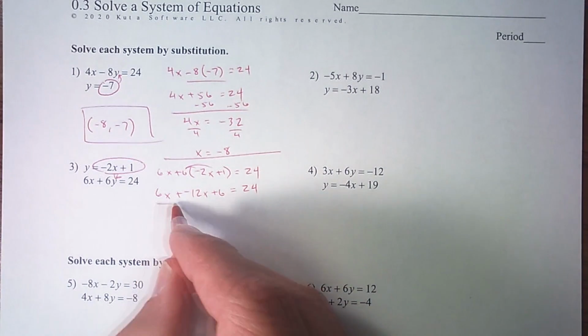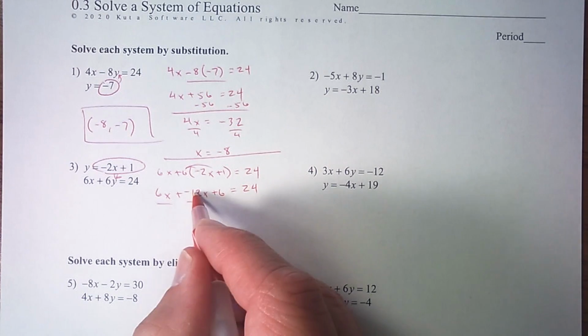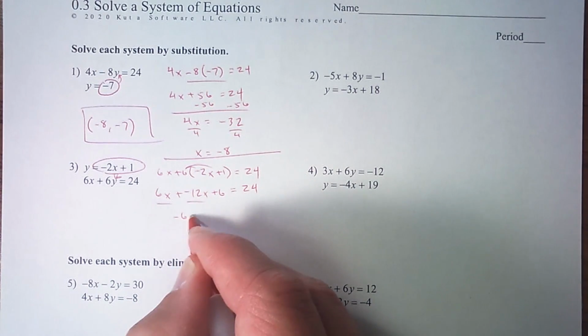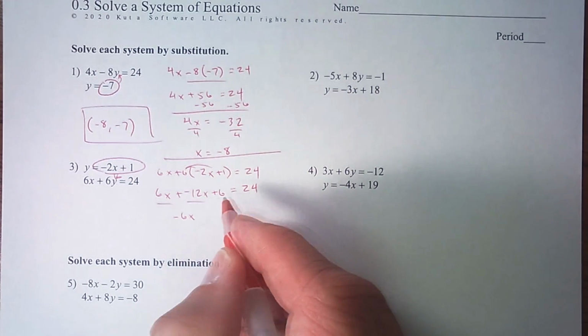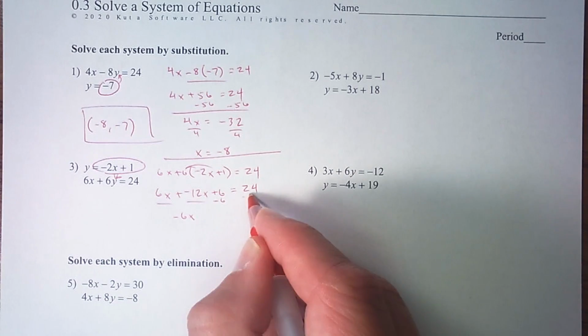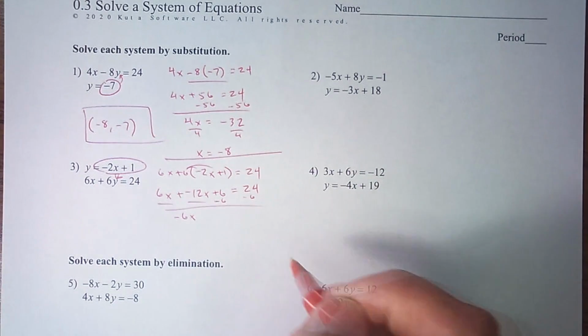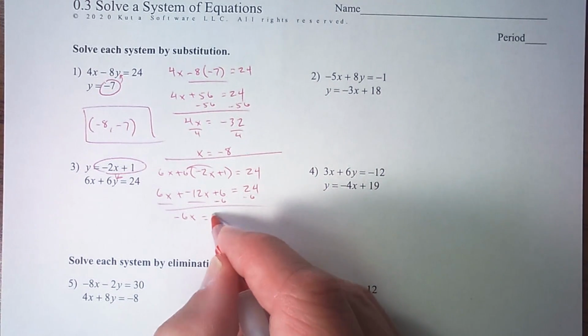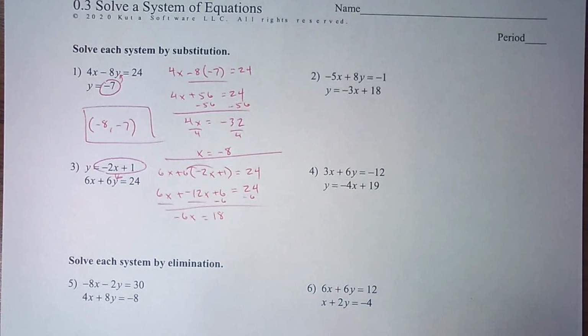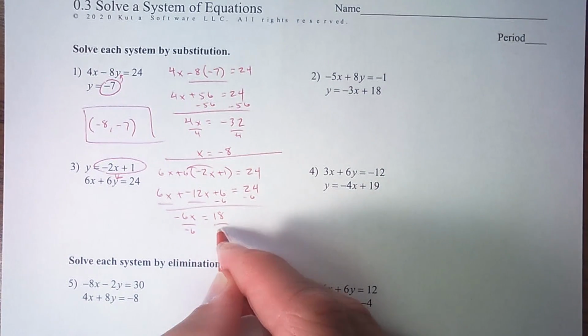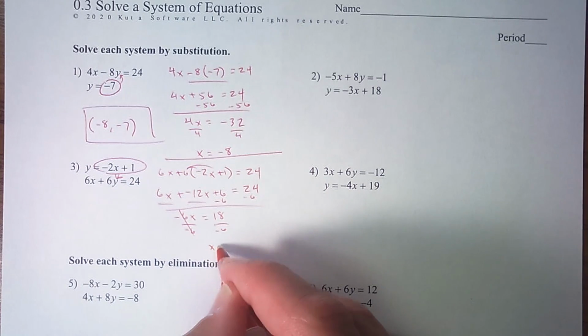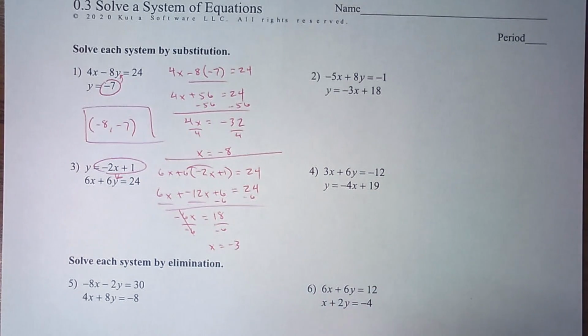Okay, now I have some like terms here. 6x minus 12x is negative 6x. And in this same step, I'm going to go ahead and subtract 6 from both sides. 24 minus 6 is 18. And then I can divide by negative 6 and get x equals negative 3. Okay, so there's my value of x.